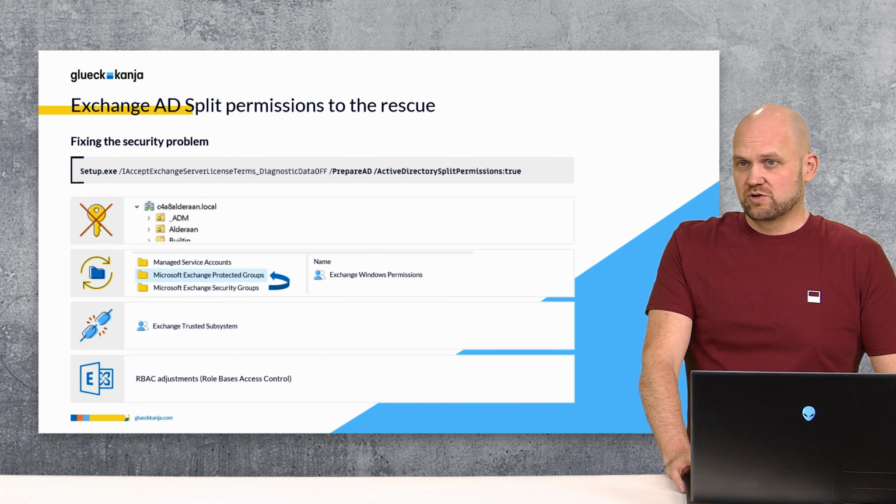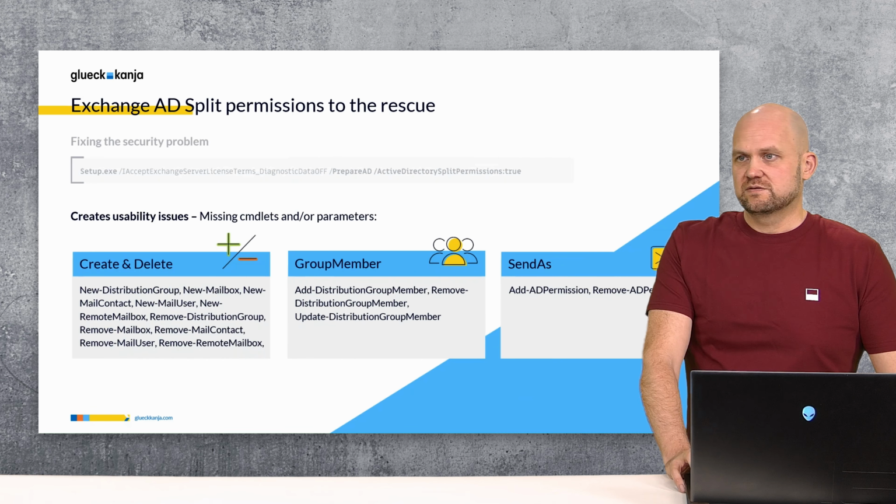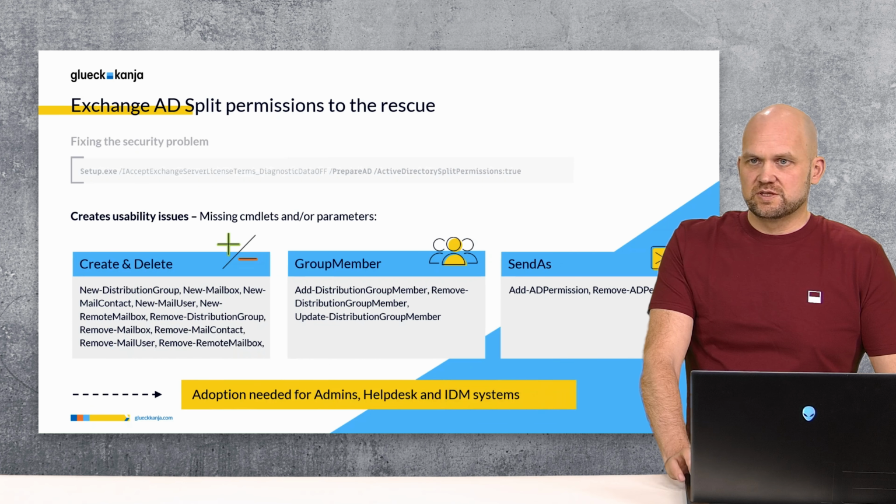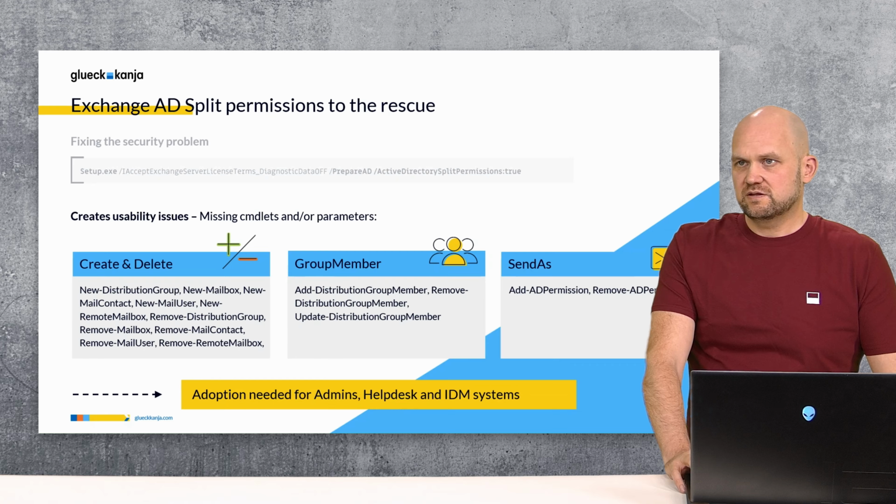Now we have the security benefits of there no longer being some escalation path potentially to the domain level, but with this come the negative effects that some of the commandlets will no longer work, mainly in creating and deleting objects, group memberships, and send as permissions. So this will force some adoption for admins, help desk staff, or identity management systems, which I think has prevented adoption of this security feature in the past very often.